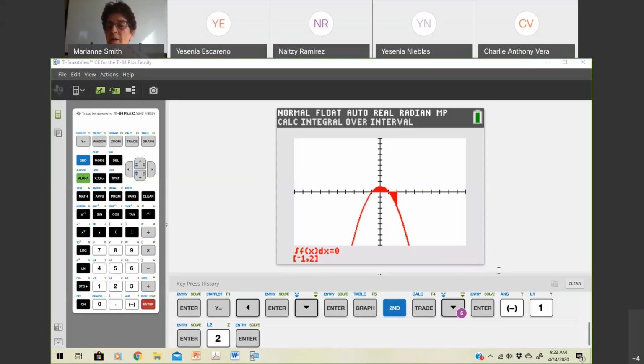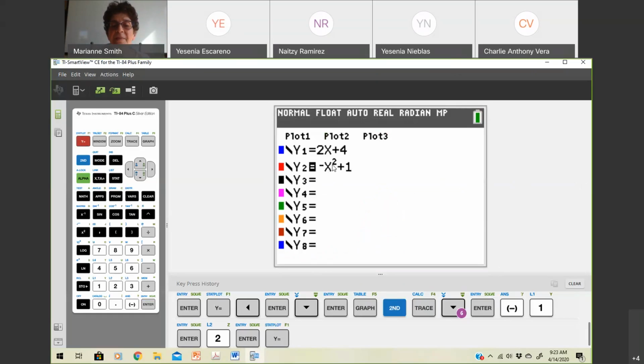Can I do it again quickly? Okay, sure. Let me show it again quickly. In y equals, I have both of these things graphed.